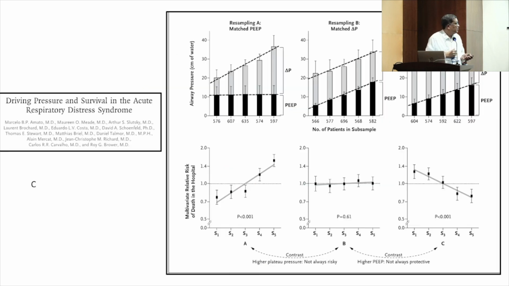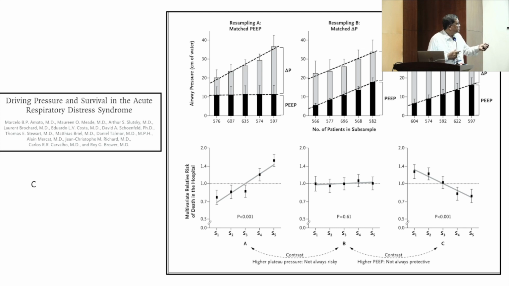And this was a retrospective study. They compared all the large ARDS studies, and they looked at three sets. In one group, they kept the PEEP constant. In one group, they kept the driving pressure constant. In the other group, they kept the plateau pressure constant. Only where the driving pressure was constant was the mortality more or less the same. It did not matter whether the PEEP was high or low or the plateau pressure was high or low, but as long as the driving pressure was constant, the mortality was constant.